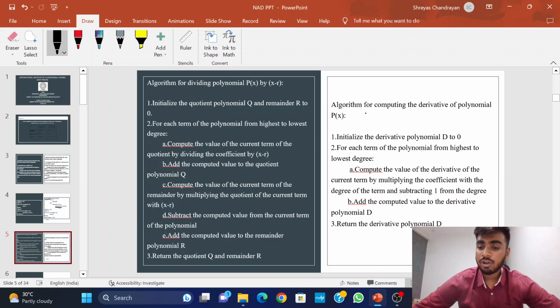Here is the algorithm for computing the derivative of polynomial P(x). Initialize the derivative polynomial d to 0. For each term of the polynomial from highest to lowest degree, compute the value of the derivative of the current term by multiplying the coefficient with the degree of the term and subtracting 1 from the degree. Then add the computed value to the derivative polynomial d, and return the derivative polynomial d.